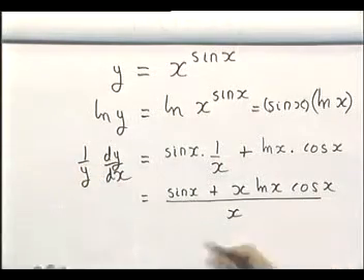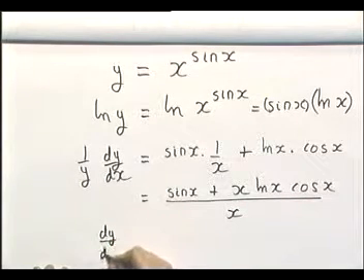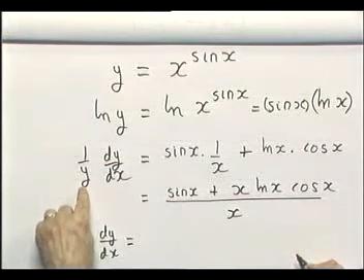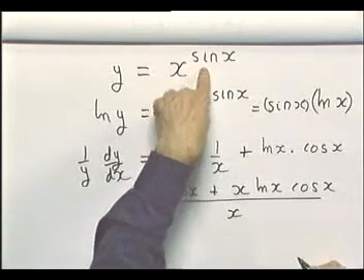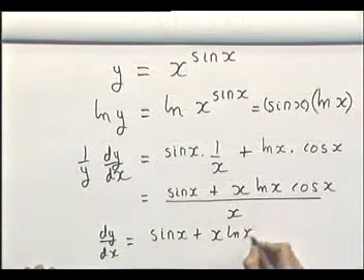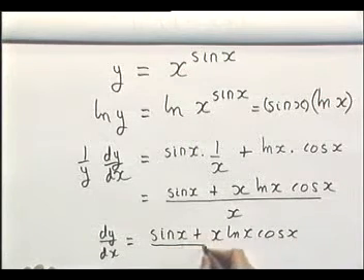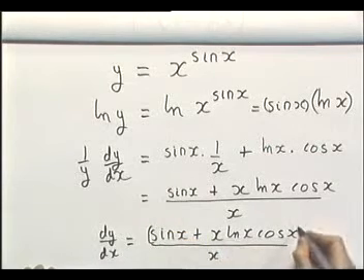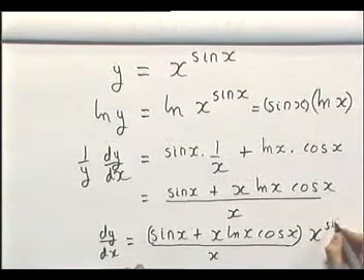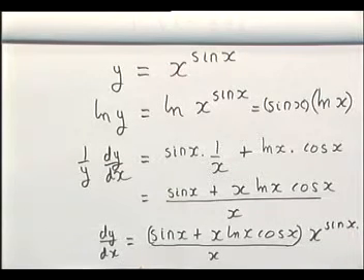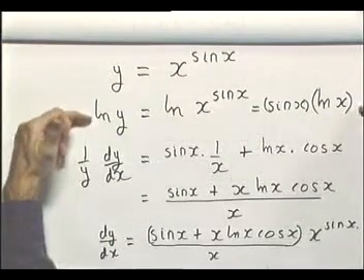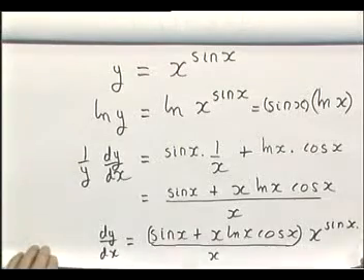But at this side we've 1 over y, and what we're really after is dy by dx. And so we need to multiply up by y. But we know what y is. It's x to the power sine x. So that's sine x, x log x, cos x, all over x, and we're going to multiply up by y. And that's x sine x to the power sine x. And so we finished the differentiation. And again, something that looked impossible at the beginning, by making use of the laws of logs, we have been able to differentiate.